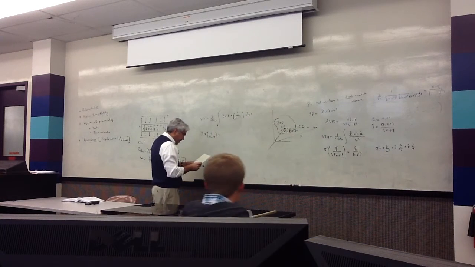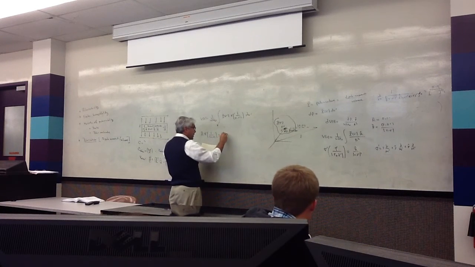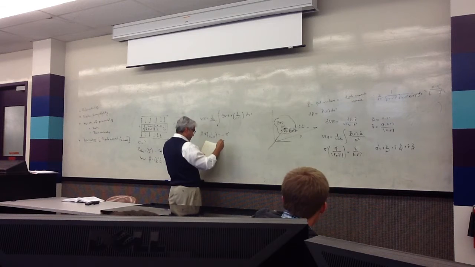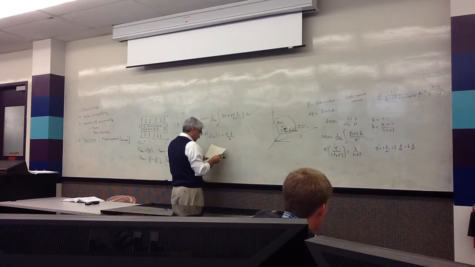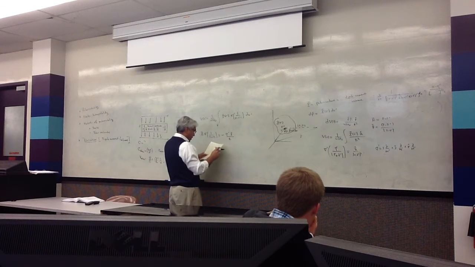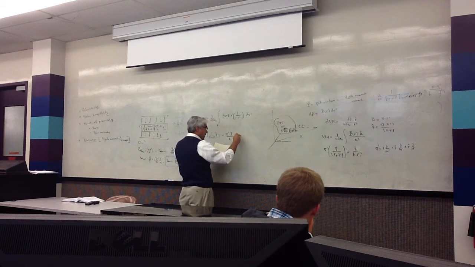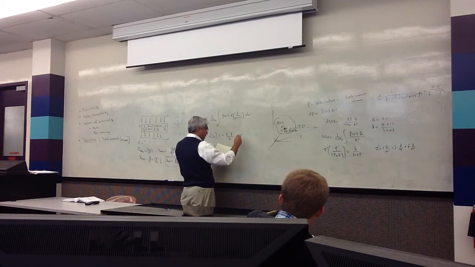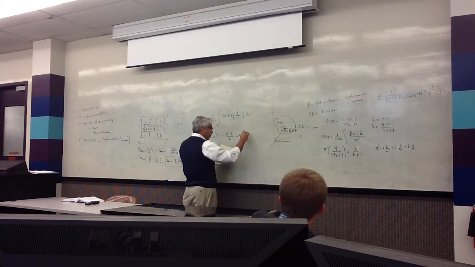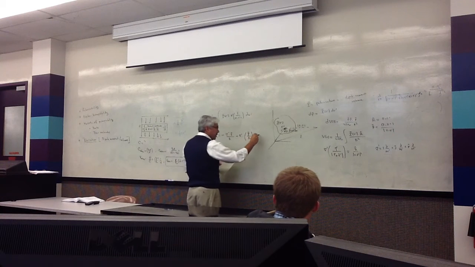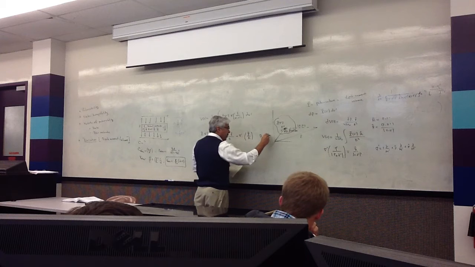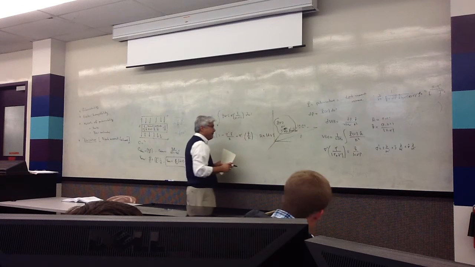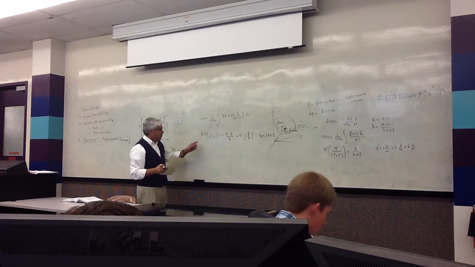Write this as minus del prime dotted into P over R, plus del prime dotted into P over R. And again, R here is identical to the magnitude of R minus R prime. So this is what I have.